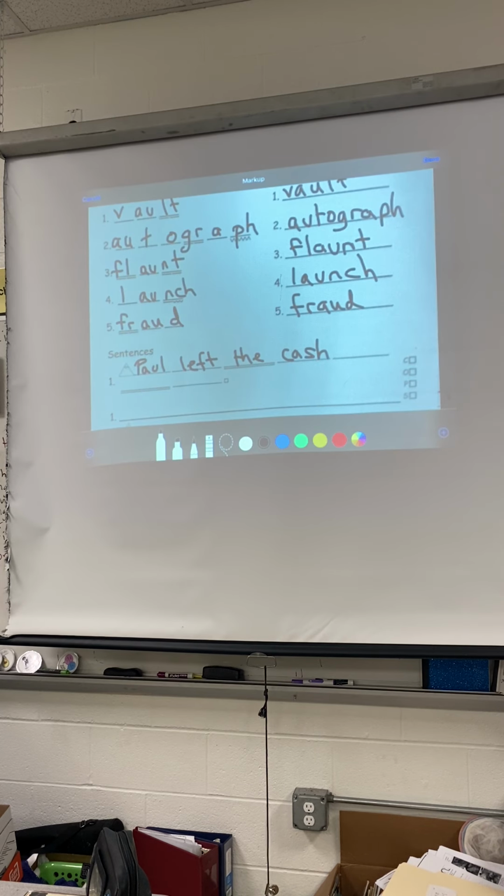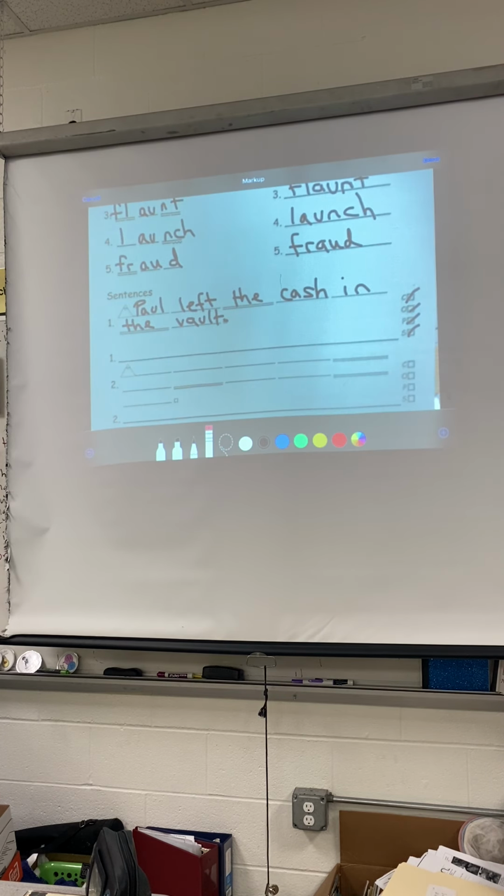Check with me, please. You should have a capital letter for Paul. That means that line for P should not be hanging underneath that line. Order, making sure it's a complete sentence. Paul left the cash in the vault. Punctuation, should have a period there at the end. And spelling, please check your spelling in each word of the sentence. Then you need to rewrite and check for cops a second time because sometimes we make silly mistakes.